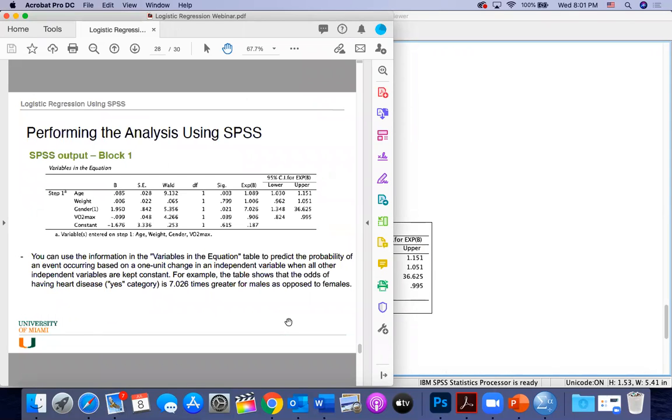So is it clear before moving to the APA write-up?